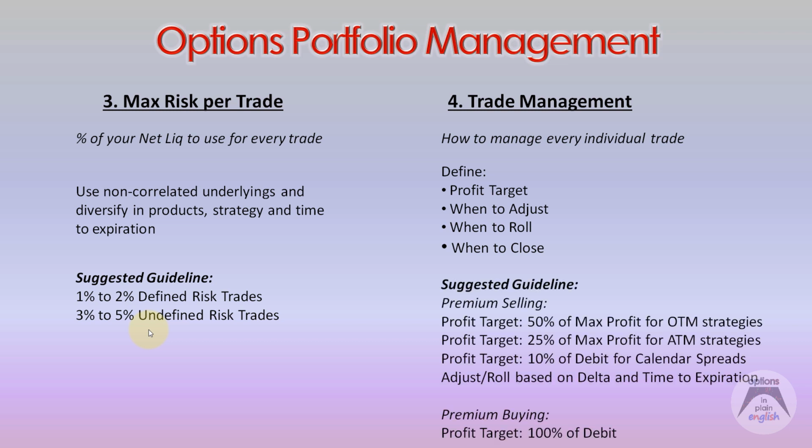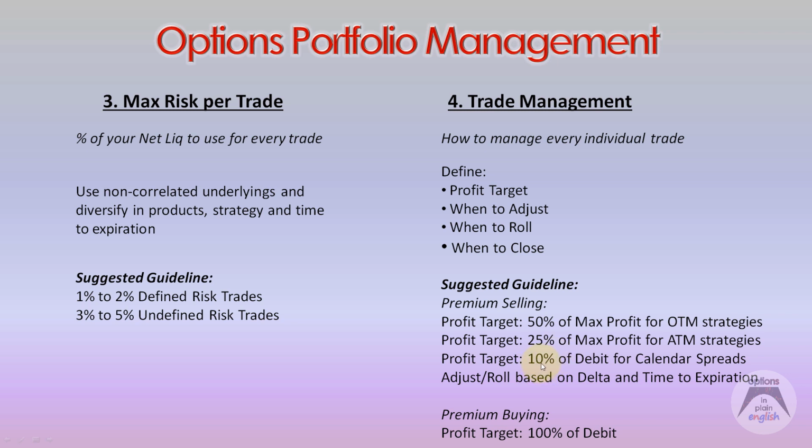So we have some suggested guidelines, but you have to define your own. This is something that we use in our trading. For premium selling, for example, we have a profit target of 50% of max profit for out of the money strategies. We have a profit target of 25% of max profit for at the money strategies. For example, if we sell a strangle, that would be an out of the money strategy. We take it off at 50%. If we sell a straddle, we would take it off at 25% because it's much more credit up front.